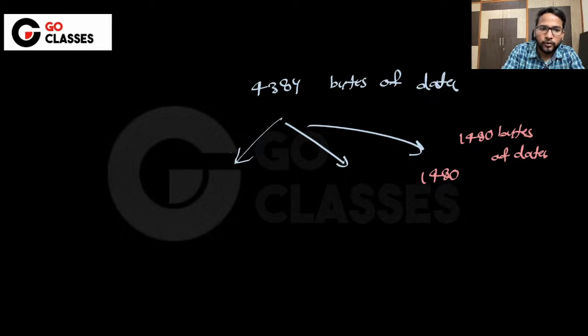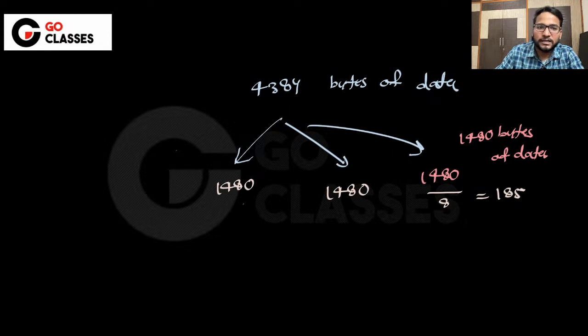Okay. So 1480, if you divide by 8, I think it is divisible, right? So this is 185. This is a very standard number. So this is actually divisible. If you divide by 8, it will be 185. Now you can divide this into 1480, then 1480, then 1480.